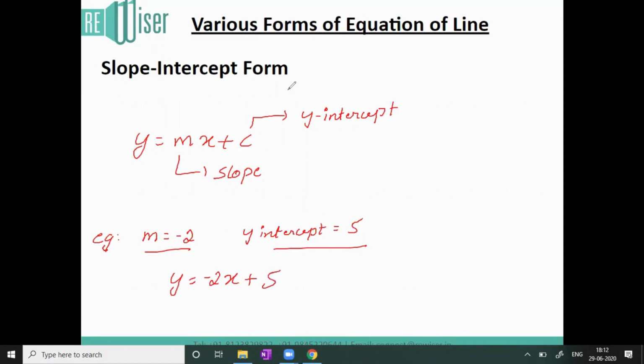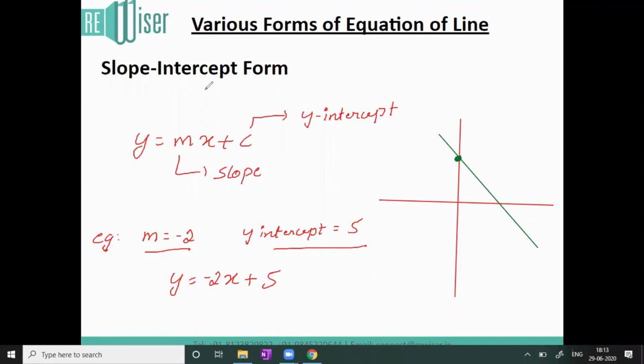How does the y-intercept look on your xy plane? Let's say this is my x and y axis, and I have a line something like this. This point is what is known as the y-intercept.